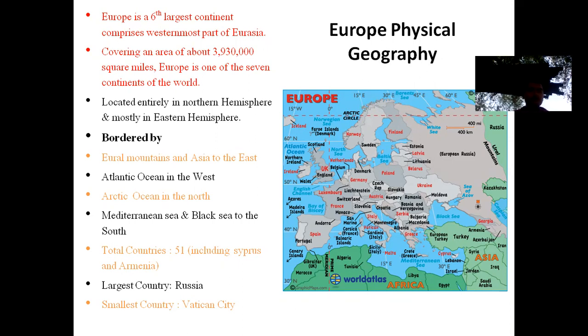Again, total countries, as I have already told you, we have 51 countries when you include Cyprus and Armenia. When you leave out Cyprus and Armenia, it is 49. The largest country in this European continent is Russia, and the smallest one is Vatican City. Vatican City is the smallest country in this European continent.